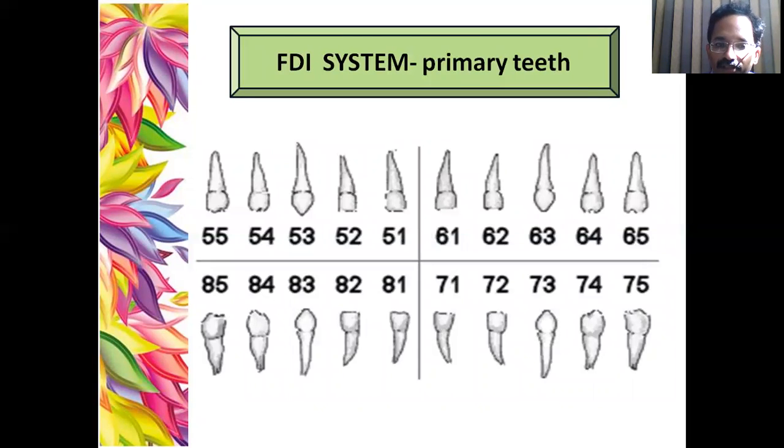For primary teeth, it is represented as 5 1, 5 2, 5 3, 5 4, 5 5 for the maxillary right upper side, and for the maxillary left upper side, it is represented as 6 1, 6 2, 6 3, 6 4, 6 5. And mandibular, it is represented as 7 1, 7 2, 7 3, 7 4, 7 5 for the left mandibular region, and 8 1, 8 2, 8 3, 8 4, 8 5 for the mandibular right side quadrant teeth.